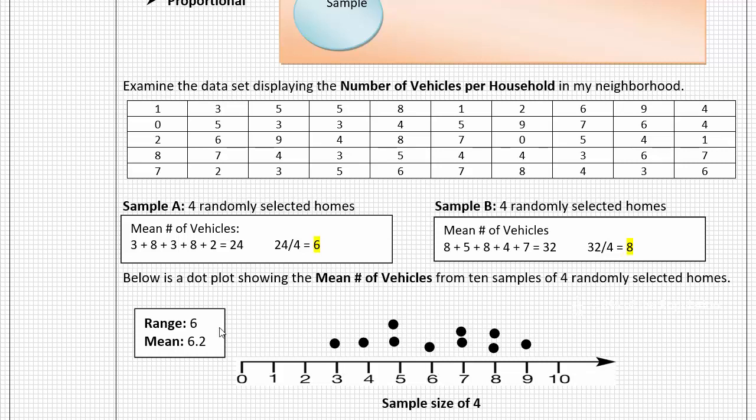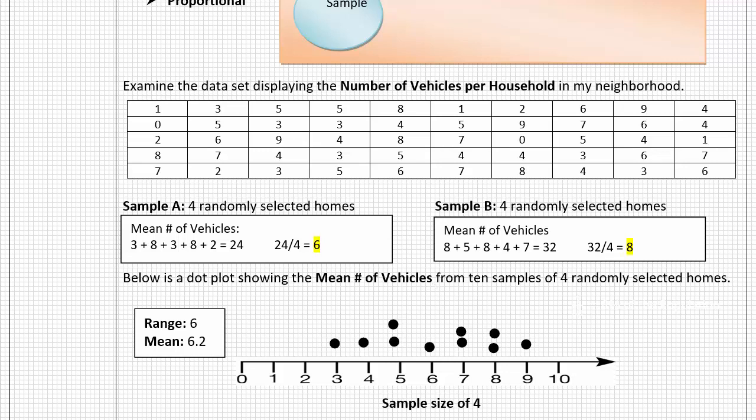And the mean calculations have a range of 6. So it starts down here at 3 and stretches up 6 places to 9. So there's a lot of spread. This is the kind of variability that we're talking about. So I took a small sample, I repeated the calculations 10 times, and I'm getting a wide variety of calculations for what the mean number of vehicles is per household in my neighborhood.